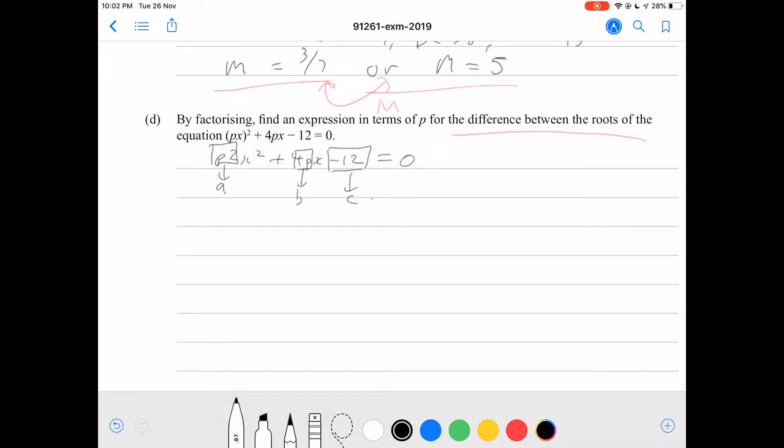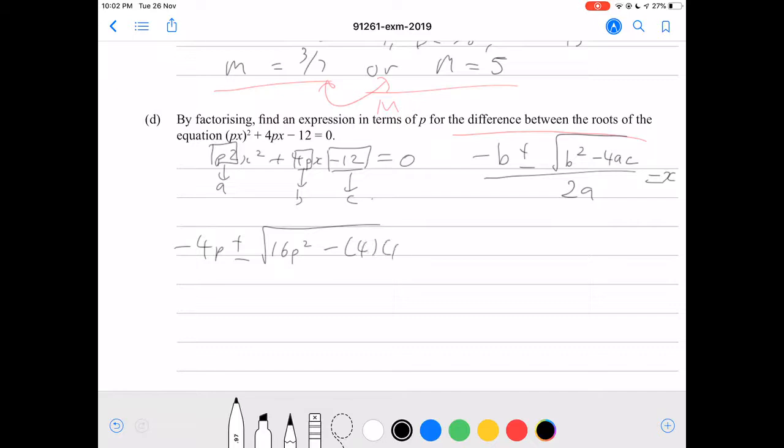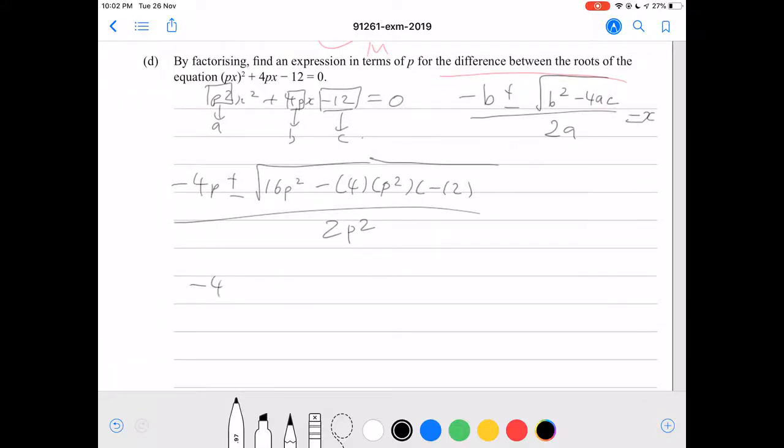So we're going to be using the entire quadratic formula here. It's a good thing to write out the quadratic formula so the markers know what you're talking about. Negative b plus or minus square root of b squared minus 4ac over 2a equals x. Your b value is 4p, so negative b would be negative 4p, plus or minus square root of b squared, which is 4p squared, which is 16p squared, minus 4 times p squared times negative 12, and that whole thing is over 2p squared, which is your 2a. If we simplify this a little bit, we have negative 4p plus or minus square root of negative 12 times 4 is negative 48, and there's also a negative here, so a double negative makes a positive, so that becomes 16p squared plus 48p squared, over 2p squared.